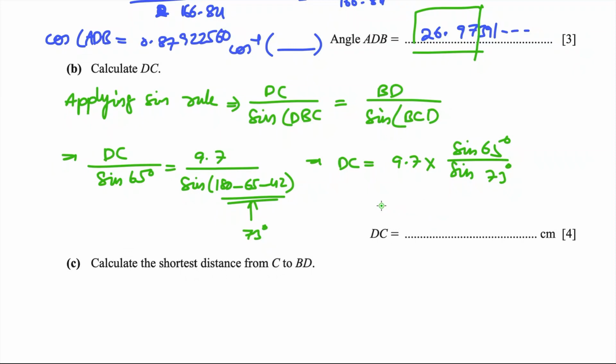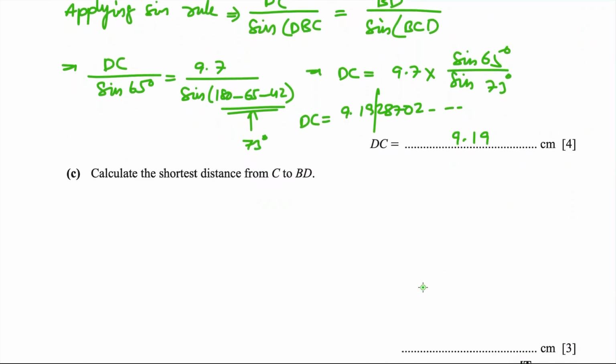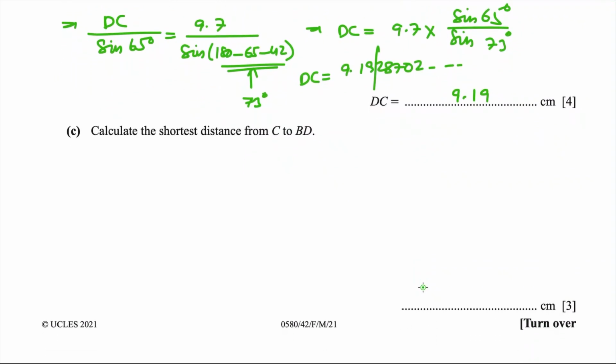And so if you calculate the value, DC would be equal to 9.1928702 and so on. So if I cut it to three significant figures, the correct answer is DC is equal to 9.19 centimeters. That is the answer, right? Again, it's a direct application of sine rule. These are straightforward questions.